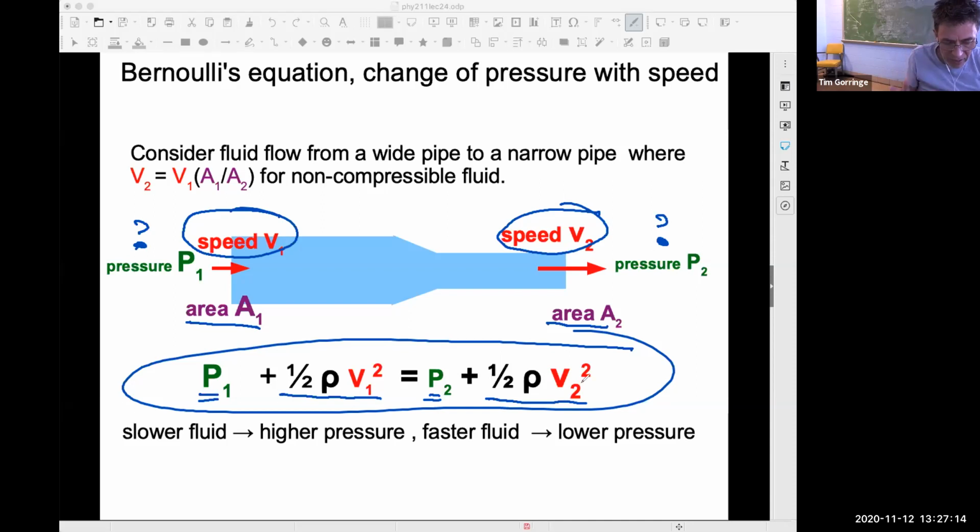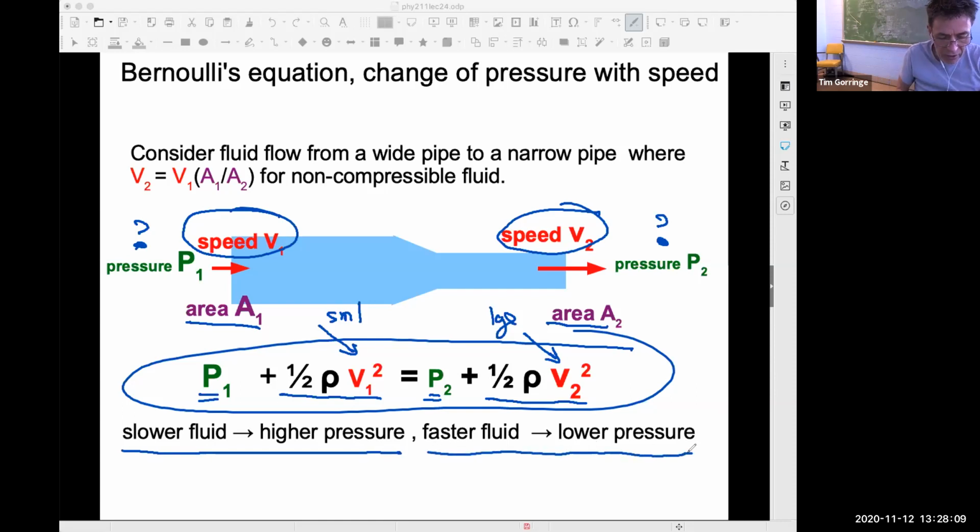What this equation is telling you, if you look at it, is that where the speed is low, over here, the speed is small. That means that this term, the 1/2 rho V1 squared, must be small. That must mean that the pressure is higher. Over here on the right, V2 is large, which means that this second term is large, which means that this pressure P2 must be smaller than P1. So when the term with the speed is small, the pressure must be large. When the term with the speed is large, the pressure is going to be smaller. This is telling us that in the slower fluid region, the pressure in the fluid is higher. In the faster fluid region, the pressure is lower. And that's Bernoulli's principle: the pressure goes down as the speed goes up, or the pressure goes up as the speed goes down.